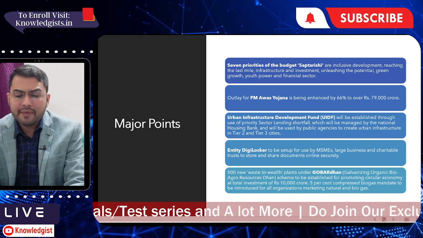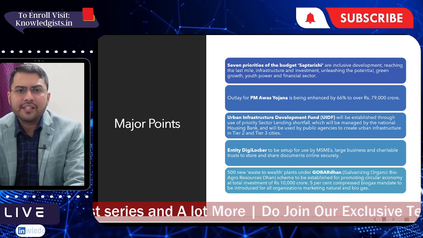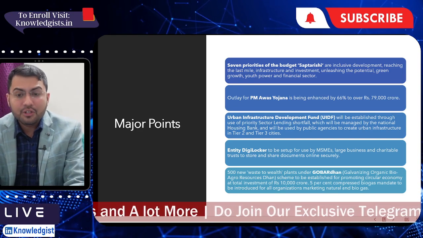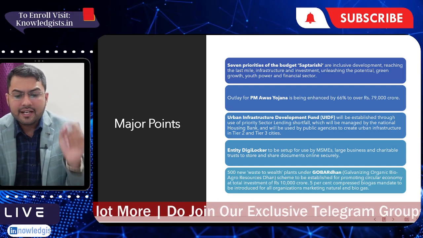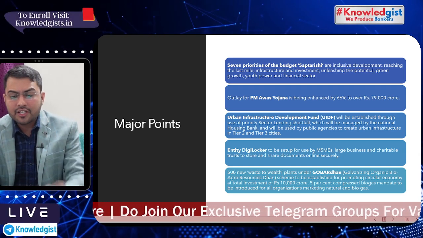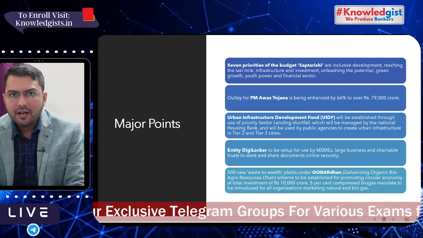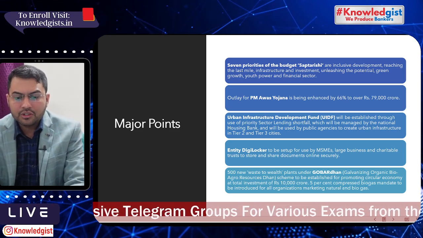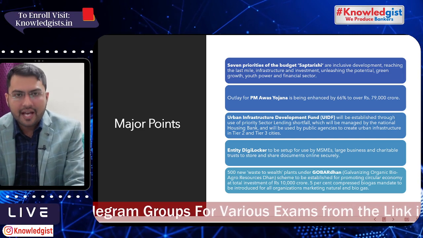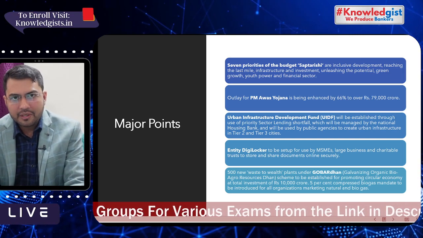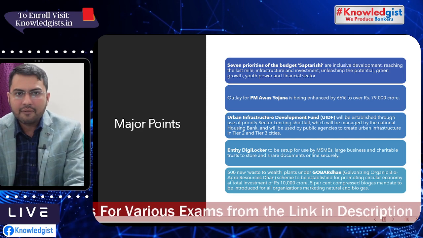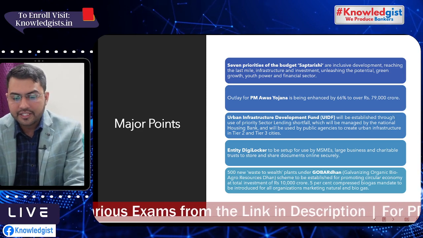7 priorities are mentioned under the Saptarishi in this Union Budget. That includes inclusive development, reaching the last mile, infrastructure and investment, unleashing the potential of the country, green growth, youth power, and the financial sector. So you know how important the financial sector is for the government for the growth of India's economy.